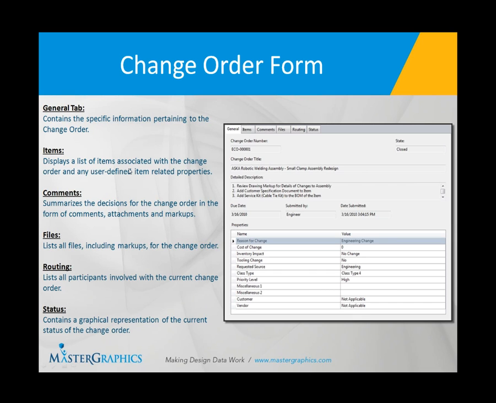The items area is going to be the items associated with the change order. They could be parts, assemblies, documents. Anything that needs to be controlled by that change order is organized in the items tab. We'll get into it a little deeper and see that information live in the presentation.